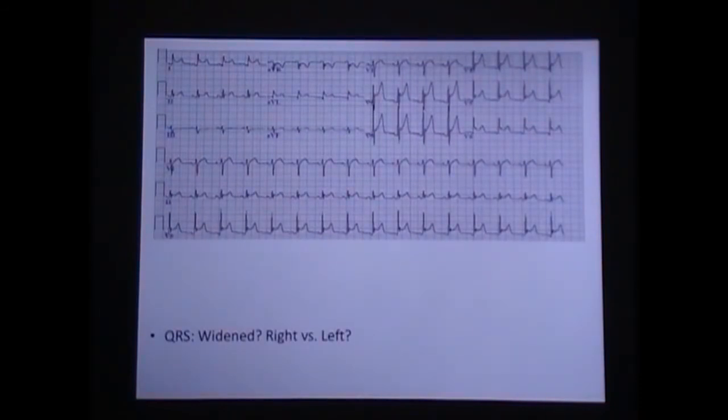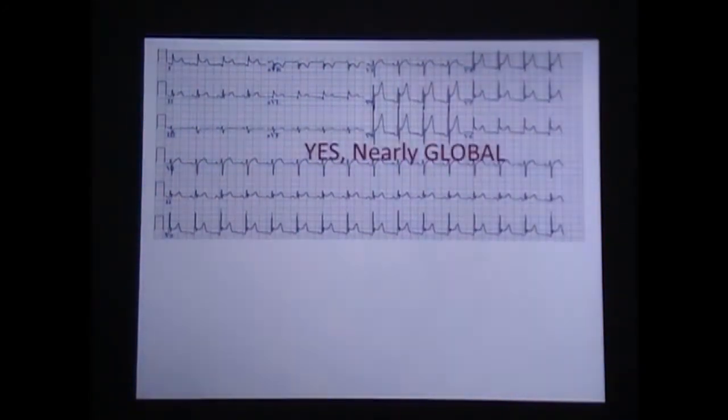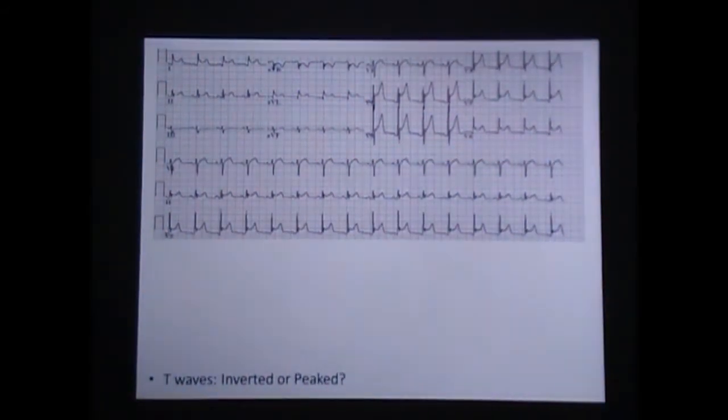QRS complex, is it widened? No. Okay, so no. ST segment elevation, everywhere. Everywhere, except for 3, maybe. Yeah, nearly global. Okay. Are the T waves inverted or peaked? It's kind of hard to tell.